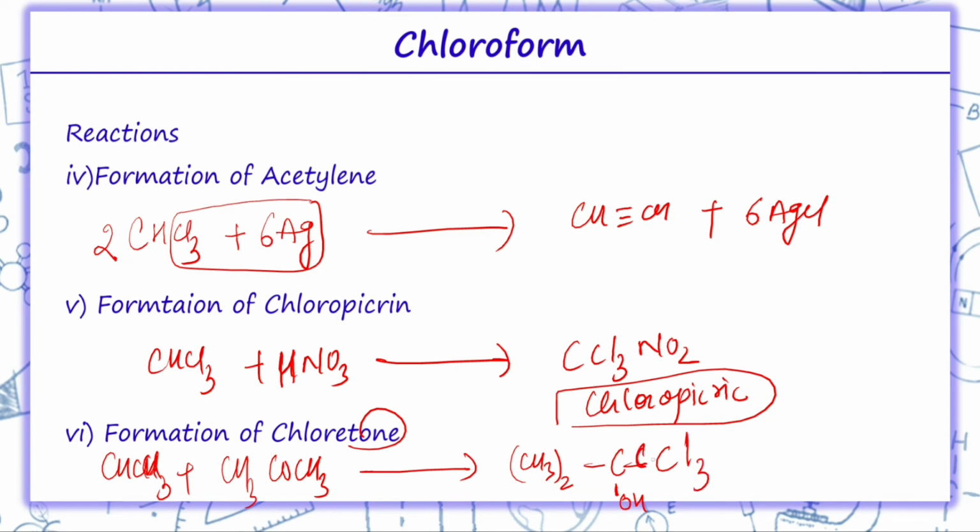So basically in this reaction, what happened is, this CCl3 was here, C along with CH was there, so O shifted to this side, so COH, and with this CO was there, so CH3 whole twice is attached over here. This is known as chloritone.